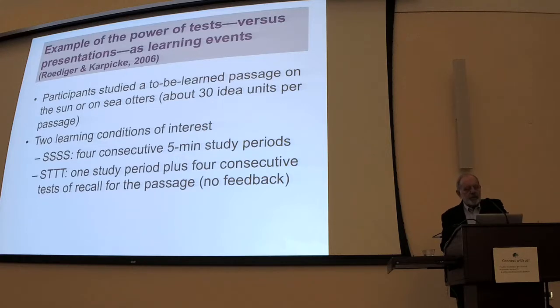In the two conditions of particular interest, in one case the participants had 4 consecutive 5-minute study periods to go over this, to underline, to do whatever they wanted. In the other case, they did that once, and then they were given a sheet of paper and asked to try to recall it for 5 minutes. That sheet was taken away. No feedback was given. That's important to understand. They were given another sheet. They tried again for 5 minutes, and that was taken away. So they studied it 4 times, or they studied it once and tried to recall it 3 times.